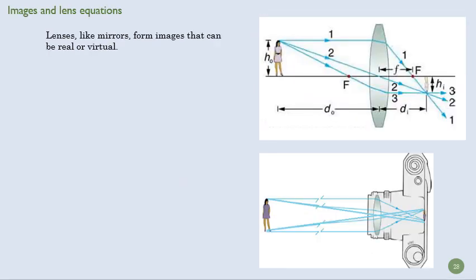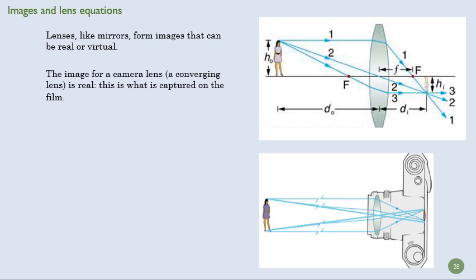Okay, so lenses, a lot of this is very similar to what we do with mirrors. There are some things that lenses can do that mirrors can't do, but a lot of it is repeating what we've done before. So lenses, like mirrors, form images that can be real or virtual. The image for a camera lens is real. So when we have a converging lens like this and you're outside the focal point, then any ray leaving the top of this lady's head is going to end up meeting at the same point. And that's where we say the image is formed.